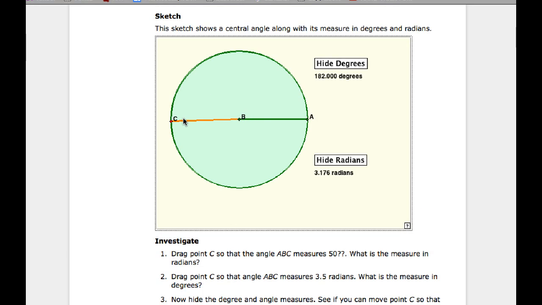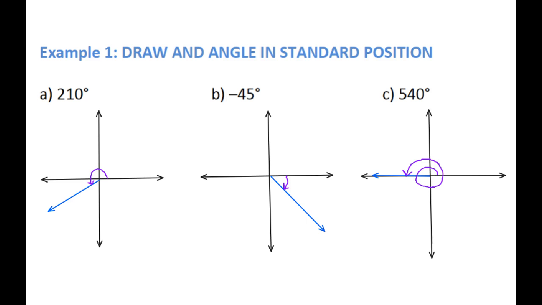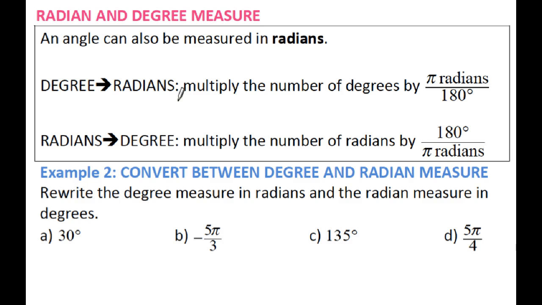So half of a rotation is equivalent to 180, which is pi radians, and a full rotation is 360 degrees, which is equivalent to 2 pi radians. So that's what you're going to use to convert back and forth between radians and degrees. If I start with degrees and I want to switch to radians, I'm going to multiply by pi over 180. If I start with radians and I want to switch to degrees, I'm going to multiply by 180 over pi. You are basically trying to cancel out what you already have.